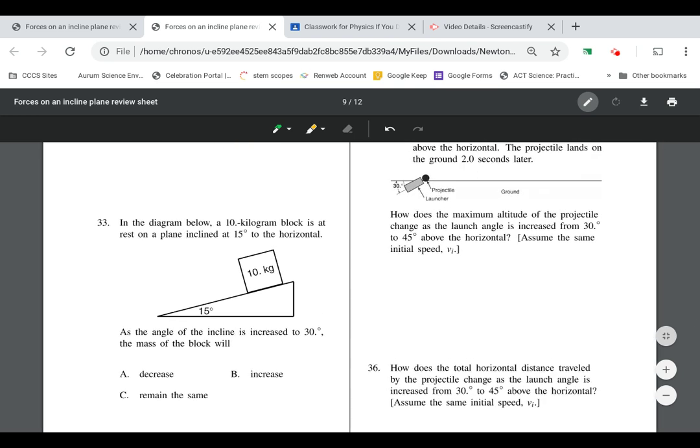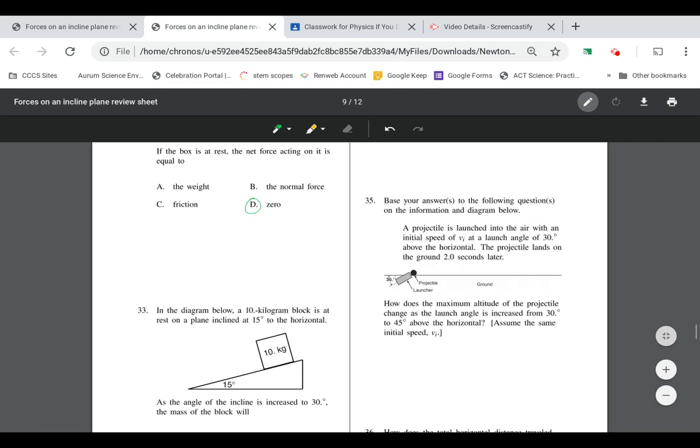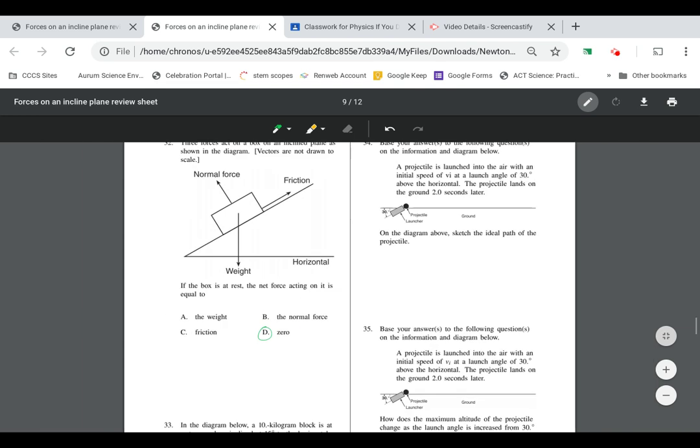In the diagram below, a 10 kilogram block is at rest on an incline at 15 degrees to the horizontal. As the angle of incline is increased to 30, the mass of the block will remain the same. The mass doesn't change. If the incline increases, then the x component of the gravitational force will increase, but the mass of the object does not change no matter what. Number 34.